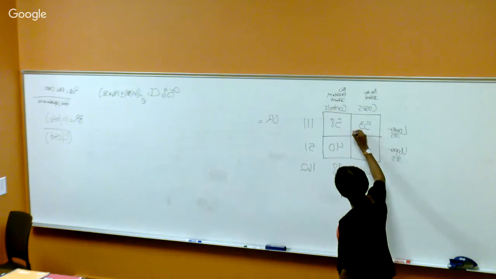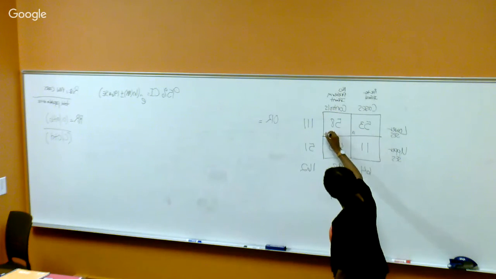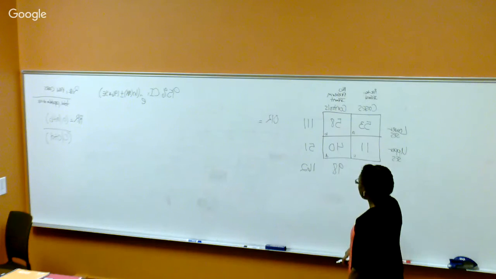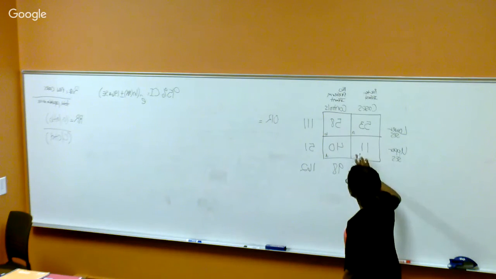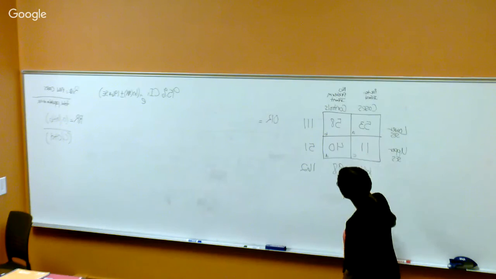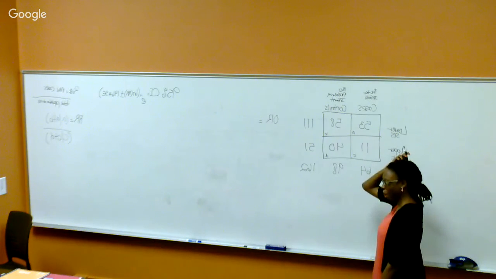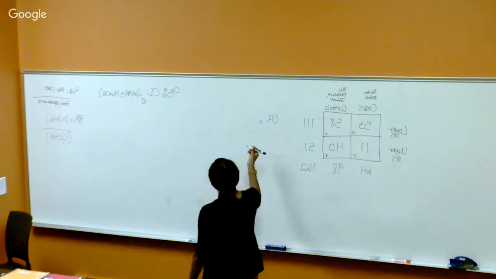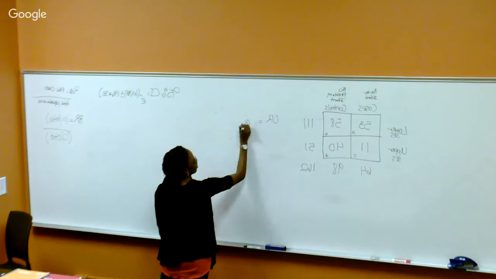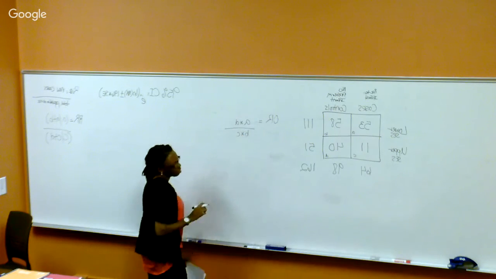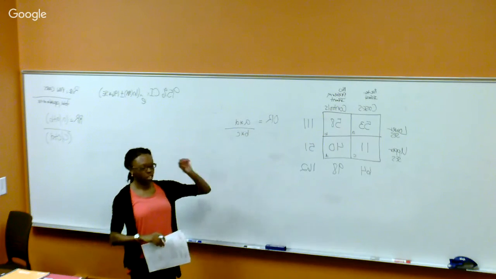So one thing we can do is label these cells again: A, B, C, D. Does anybody remember the formula for the odds ratio? Okay. So it's A times D over B times C, if you label your cells that way.